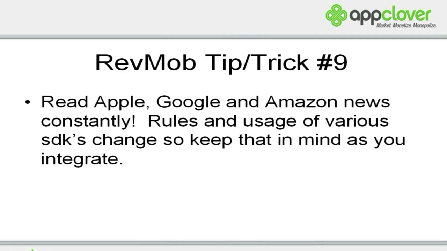Another great tip is to read Apple, Google, and Amazon news all the time. Rules are changing every single week, every single month, so you want to keep up with the latest SDK changes. Just recently, there was one for the UDID, which is an identifier on any iPhone or iPad. That's how you identify that actual device. Now if you put an app in with that, it'll get rejected, so you want to make sure that the ad SDK companies you're using also follow those changes so that you don't get your app rejected when you put it in.